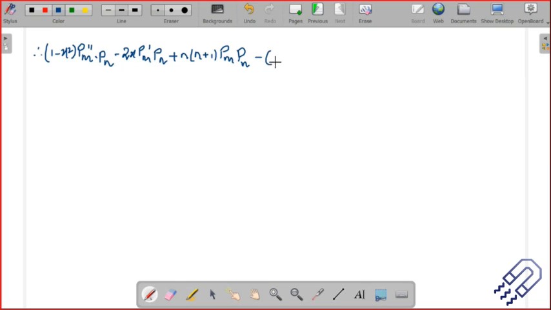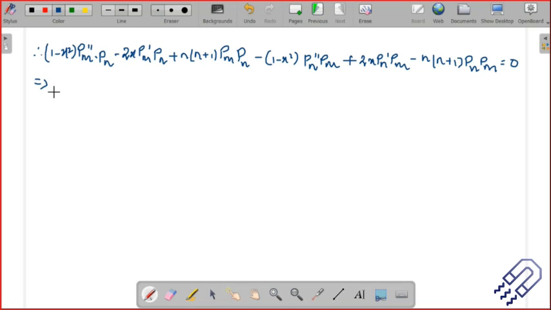The second one, we have got it as again 1 minus x square. There is a minus sign here, it is subtracting, so we can write it down as Pn double dash Pm, then minus minus will become plus here, and this would be 2x Pn dash Pm, and then it will be minus n plus 1 Pn Pm. This is equal to 0.